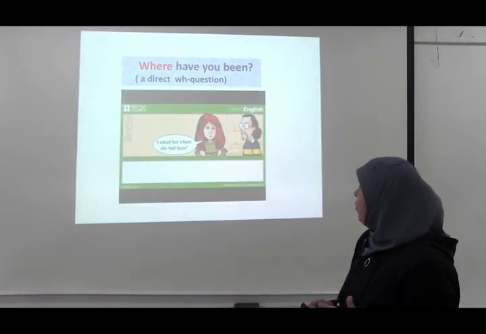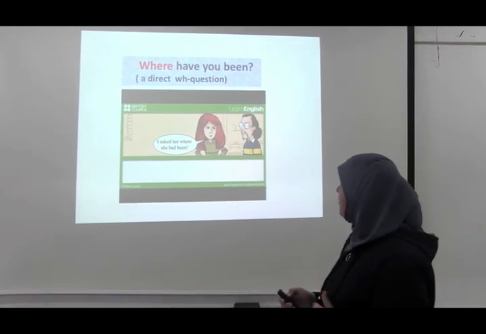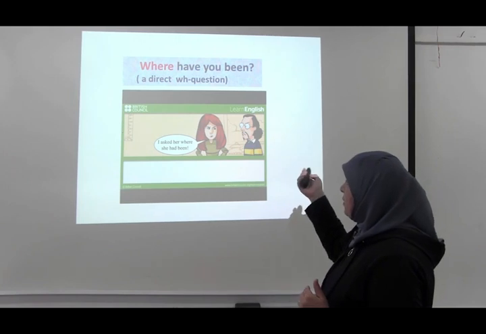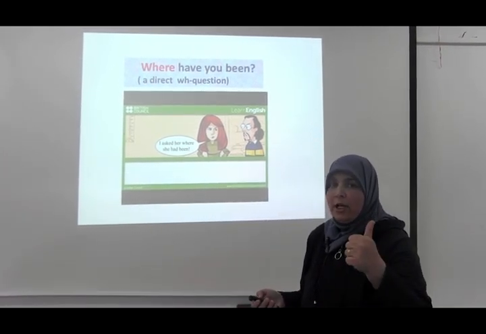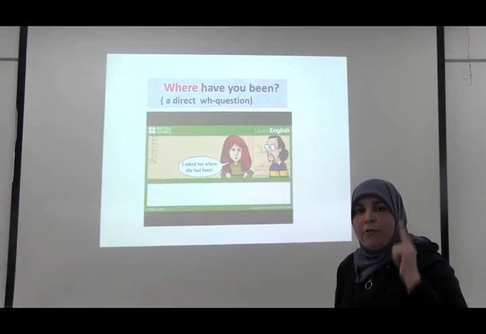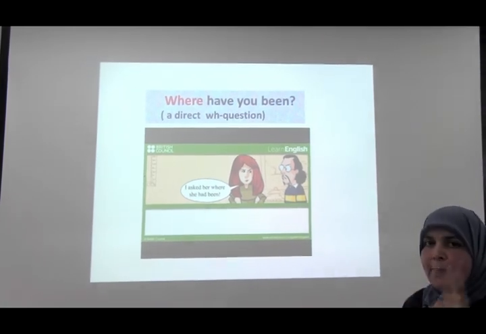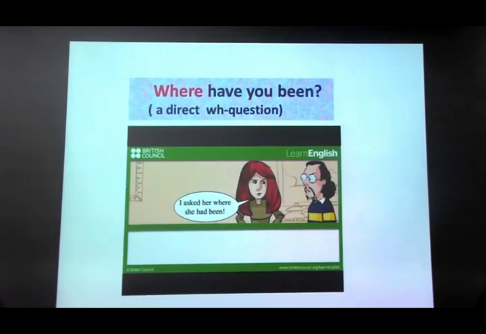I asked her where she had been. Where have you been? I asked her where she had been. Pay attention to the order of the subject and the verb. Pay attention to the tense of the verb, and also pay attention to the punctuation mark at the end of each question. Example number 2.